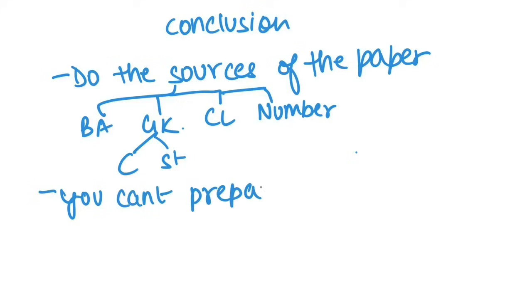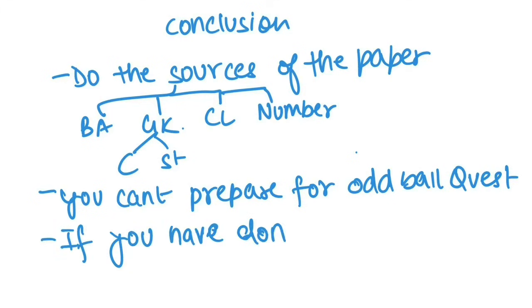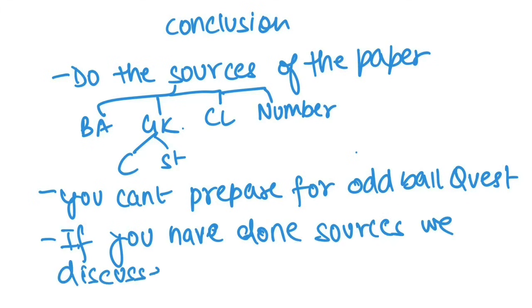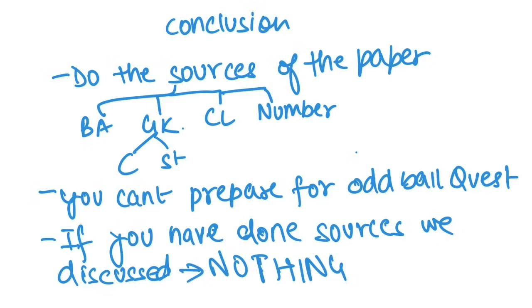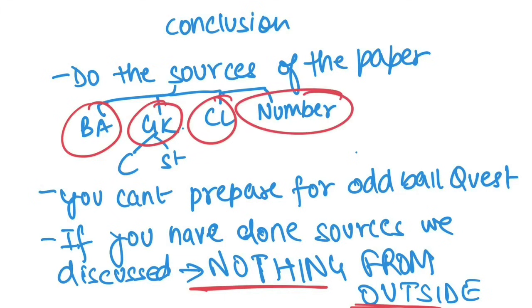There will always be a couple of oddball questions. They intend for them to be oddball. They intend that no one knows it, because then it helps with the cutoffs. So don't worry a lot about these one or two oddball questions. If you've done the sources that we've discussed, there is nothing from outside of these sources. The paper is doable, it is clearable. Don't be scared. Do the sources we discussed.